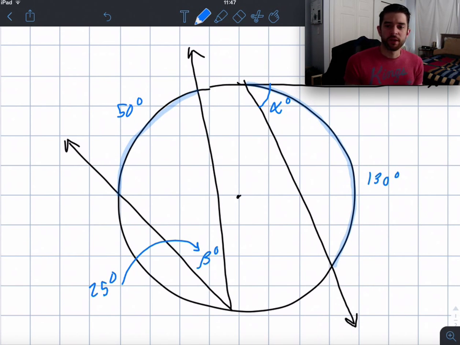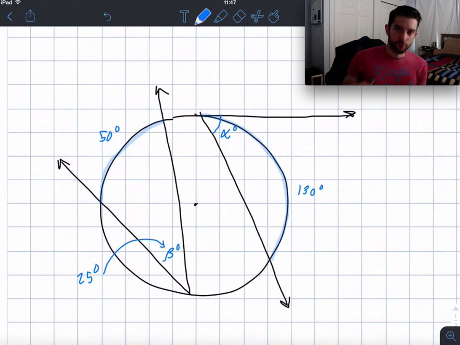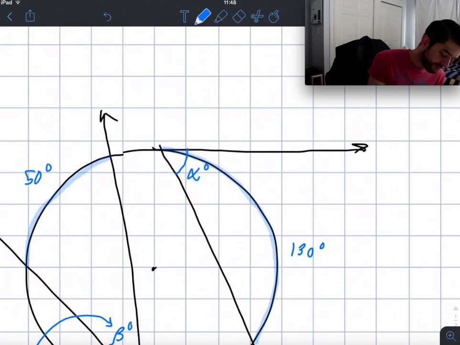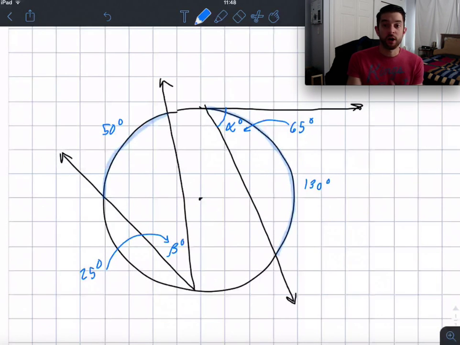But alpha is a little weird because one of its sides goes through the circle, but the other side doesn't. The other side is actually a tangent ray to the circle. But it still is an inscribed angle, and it still is half the intercepted arc. So even though the two sides of the angle don't go through the circle, alpha still is half of 130, or 65 degrees. So those both are inscribed angles, and they're both half their arcs.